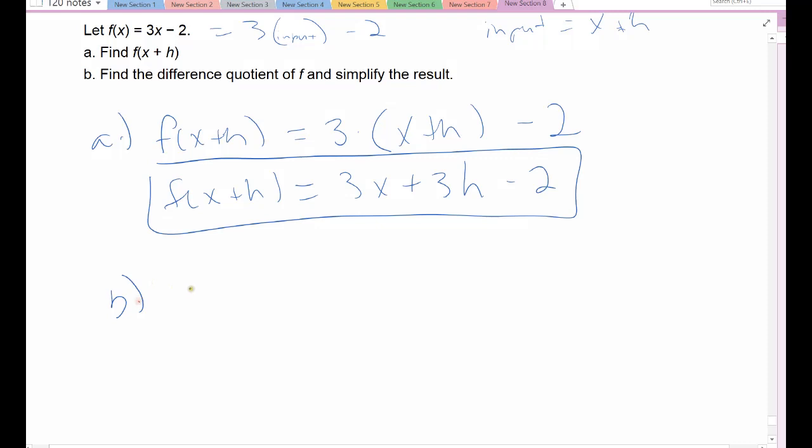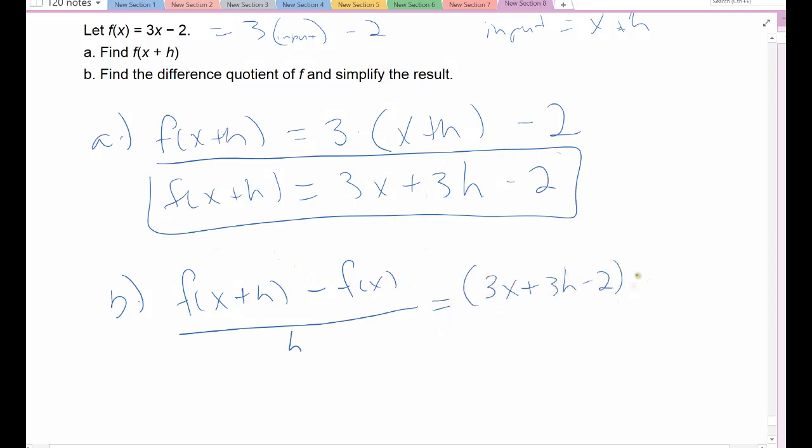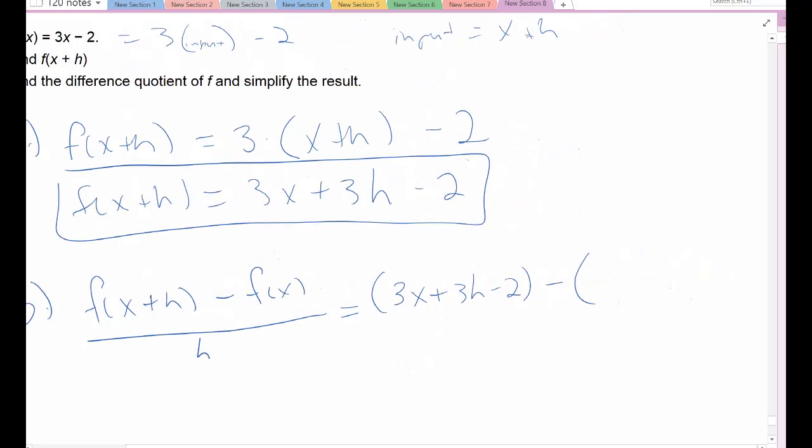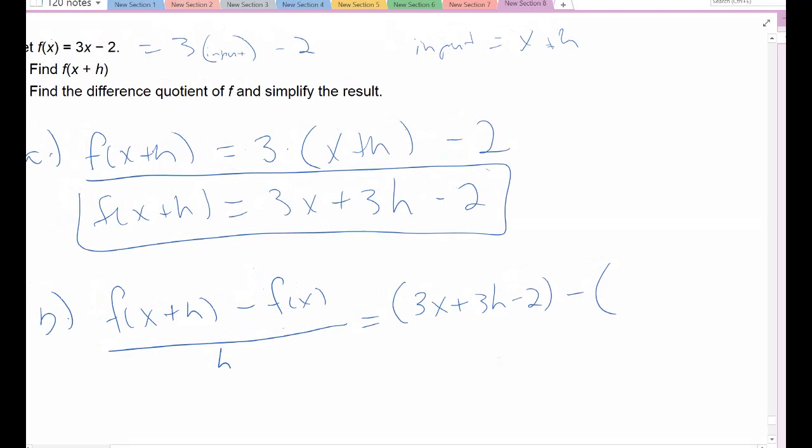Alright, then B, the difference quotient. I have f of x plus h minus f of x all over h. And so now it's just filling in. And so the first part is what I found here. So what goes in here is the 3x plus 3h minus 2. And then I subtract, and make sure you put parentheses, because I'm subtracting the entire function. And so f of x represents the entire original function.